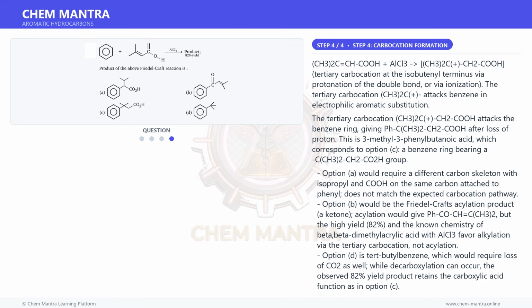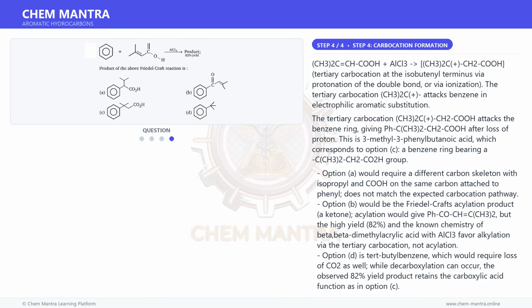3-methyl-3-phenylbutanoic acid, which corresponds to option C, a benzene ring bearing a C(CH3)2CH2CO2H group. Option A would require a different carbon skeleton with isopropyl and CO on the same carbon attached to phenyl, and does not match the expected carbocation pathway.